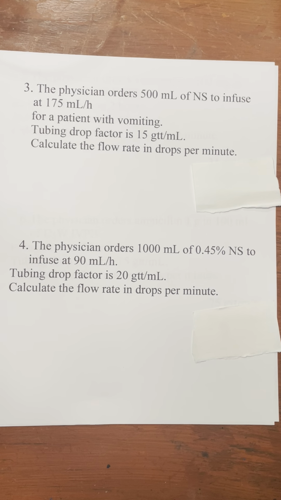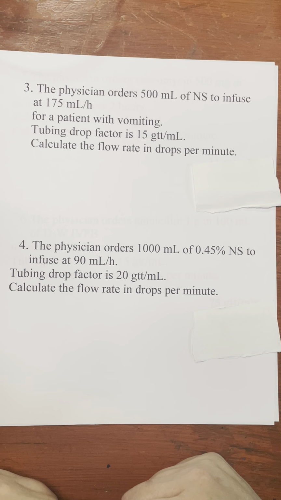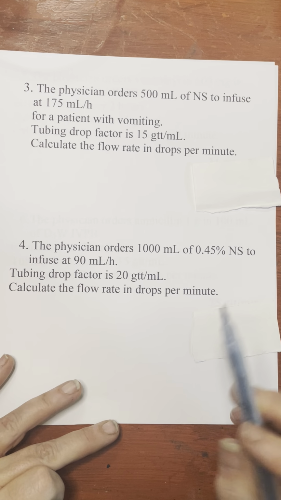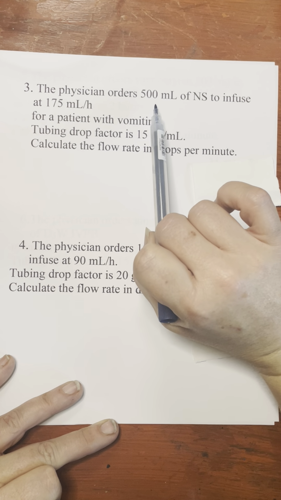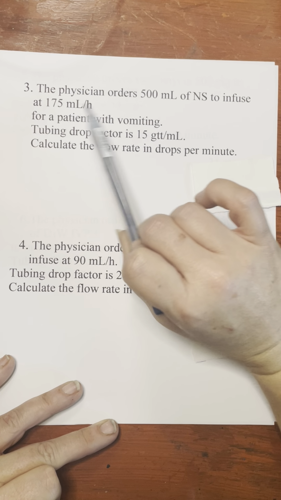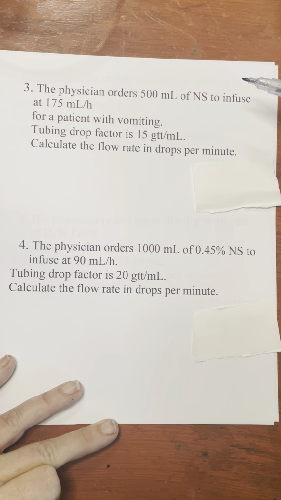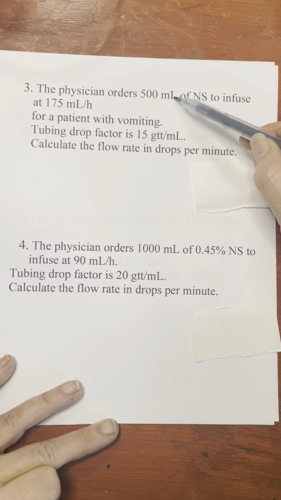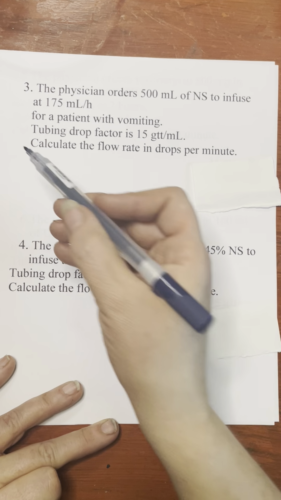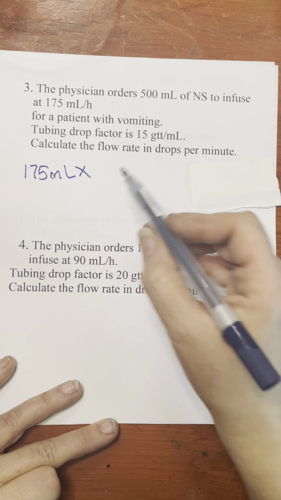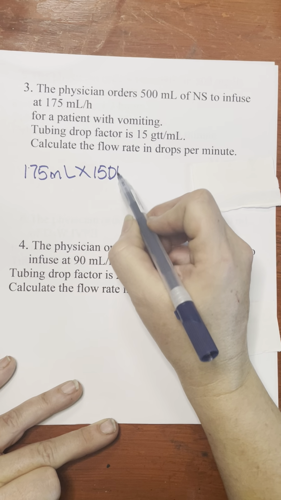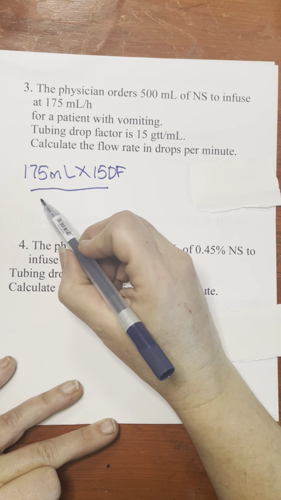All right, the physician orders 500 milliliters of normal saline to infuse at 175 milliliters an hour for a patient with vomiting. The tubing drop factor is 15, so calculate the rate. Same thing. You're not freaking out because 500, that's a distractor. You're going to be a nurse. They got to know that you know, I don't need that. I just need that right there and that right there. So the total volume is 175 milliliters times a 15 drop factor divided by 60 minutes.